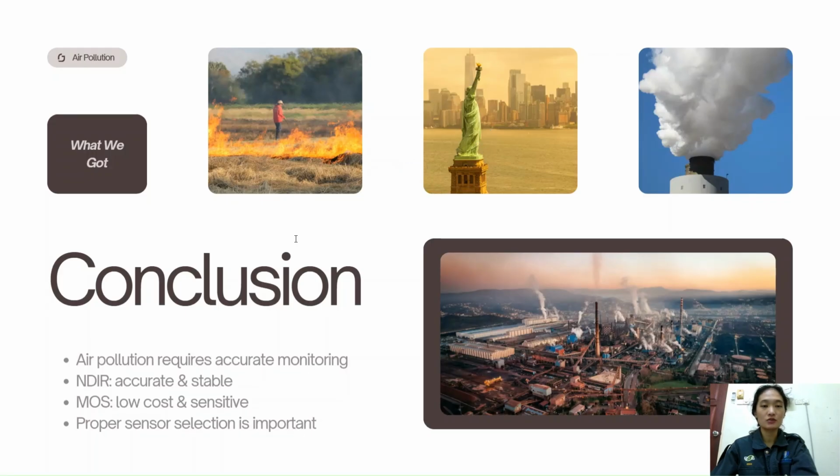In conclusion, air pollution poses serious risks to both the environment and human health. NDIR gas sensors and metal oxide gas sensors are widely used technologies for detecting air pollutants. NDIR sensors offer high accuracy and stability, while metal oxide sensors provide low cost and sensitive detection. By selecting the appropriate sensor technology, effective air pollution monitoring and control can be achieved.